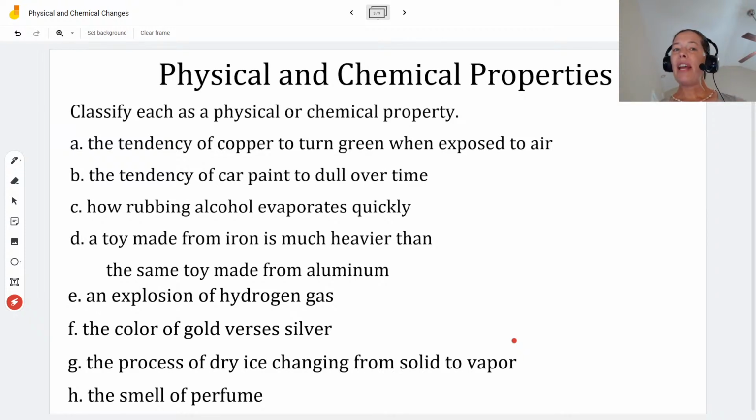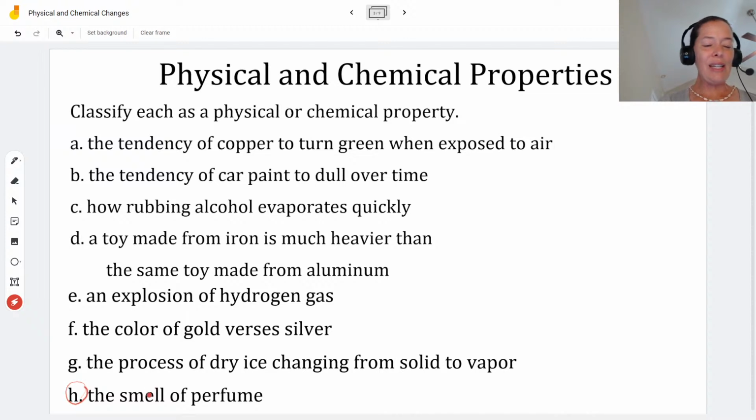So a phase change does not change what dry ice is, which is, of course, carbon dioxide. You're just going from a solid to a vapor, but it is still CO2. You haven't changed any chemical bonding. So this is showing a physical property. My bad. That is a physical property.